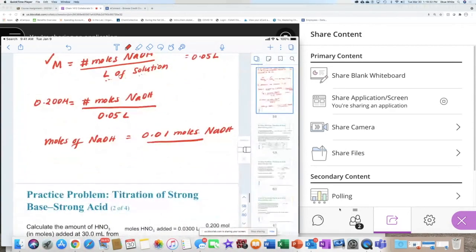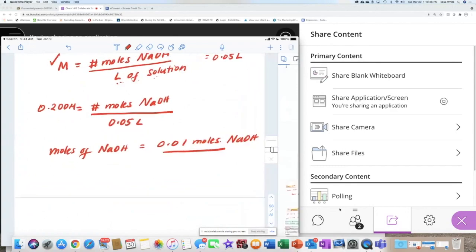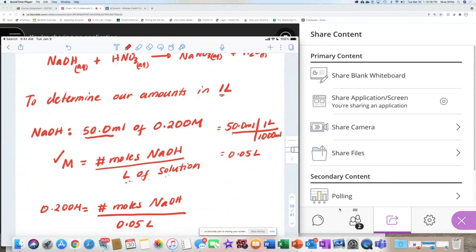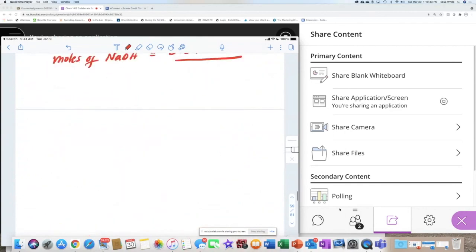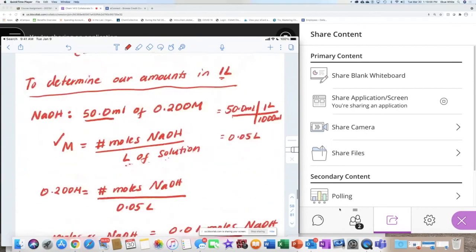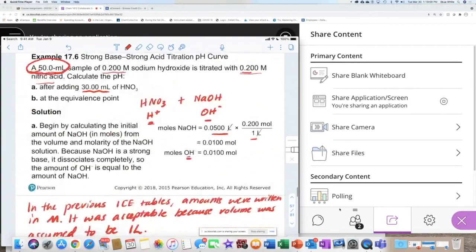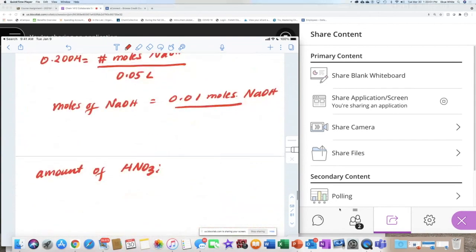I need to find it in moles. I'm still trying to determine the amounts in 1 liter, right? So the amount of nitric acid. Was it 30 milliliter? 0.2? Yeah, okay. 30.0 milliliter of 0.2 molar nitric acid.